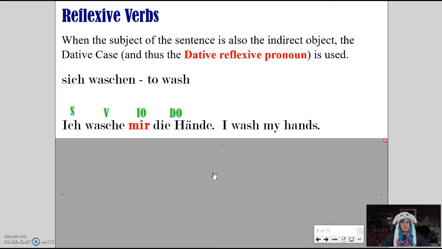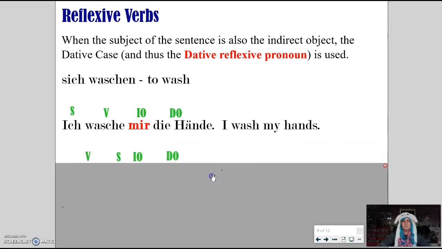It's a bit different in German. We don't have ich wasche meine Hände. That is grammatically incorrect because sich waschen is a reflexive verb. So we have ich wasche, I wash. What do I wash? The hands, and that is the direct object. Whose hands are they? They're my hands, so I use the dative indirect object reflexive pronoun mir. Ich wasche mir die Hände. You also notice that we're talking about hands, and so this direct object is going to be plural. Ich wasche mir die Hände. I wash my hands.